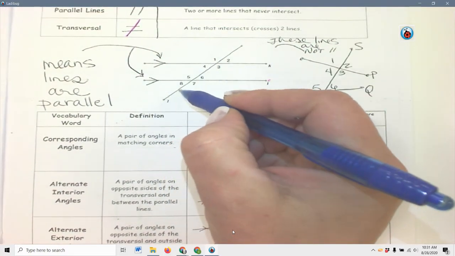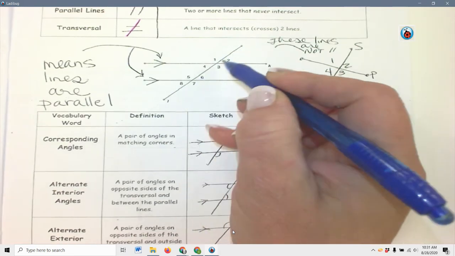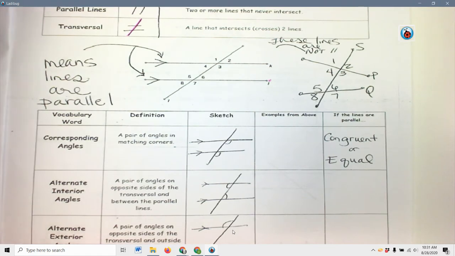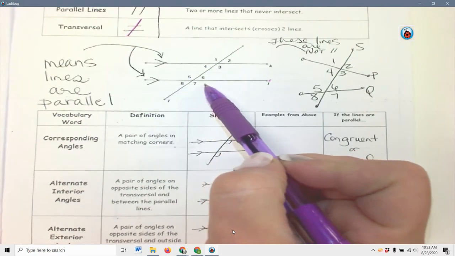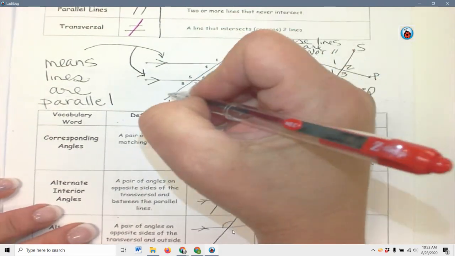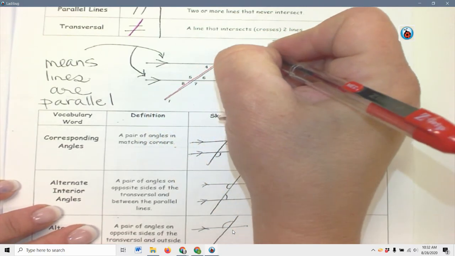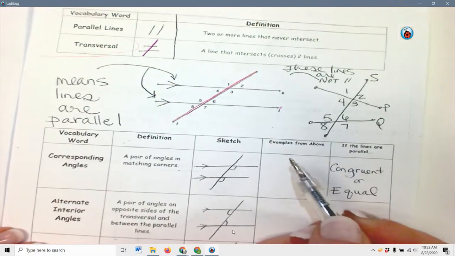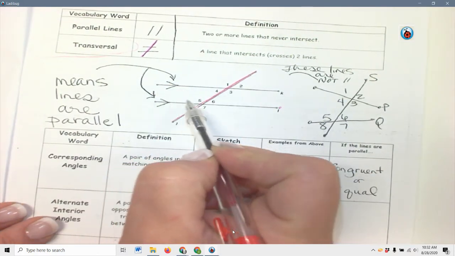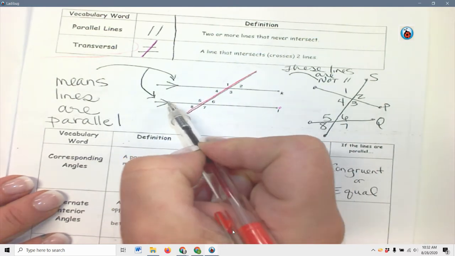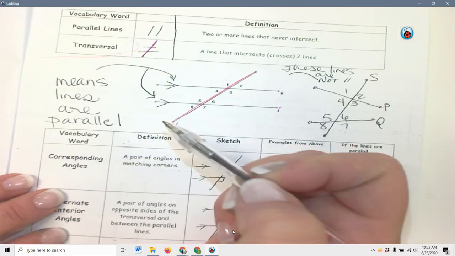When a transversal, like this one, crosses two other lines, lots of different angles get made. You can see all the different angles, they're numbered here, okay? So remember, this line is the transversal, right? And it can cross parallel lines like this. We know they're parallel because of these parallel line indicators.